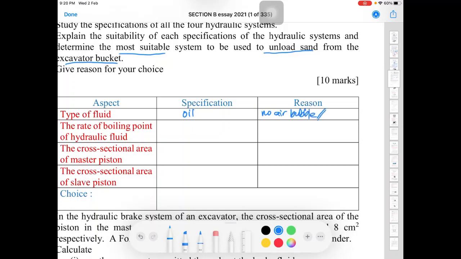Okay. And then the rate, what do you want? Low rate. Low rate of boiling point. So that it does not boil easily. Or not easy to change to gas. Not easy to change to gas.